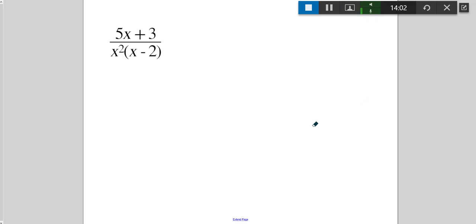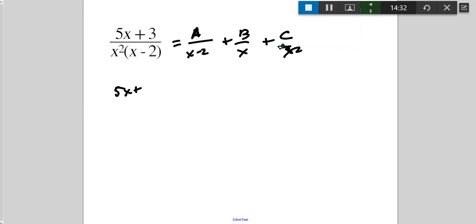Okay, here's one for you to try. Pause and try it on your own. Okay, now I'm going to show you the answer. So we get 5x plus 3 over x squared times x minus 2 is going to equal a over x minus 2, plus b over x, plus c over x squared, which means that 5x plus 3 equals a x squared, plus b x times x minus 2, plus c times x minus 2.